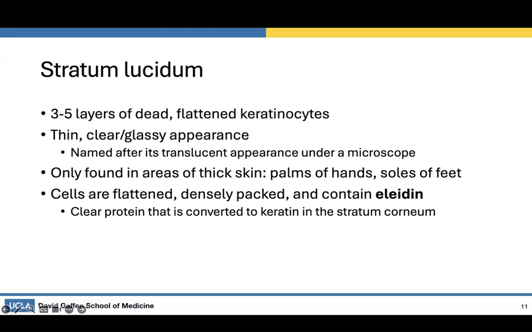The stratum lucidum is a thin, translucent layer found only in thick skin, such as the palms of the hands and the soles of the feet. It contains densely packed, dead keratinocytes filled with eleidin, a protein that eventually converts to keratin in the stratum corneum. Eleidin is best thought of as a stage in the process of keratinization.